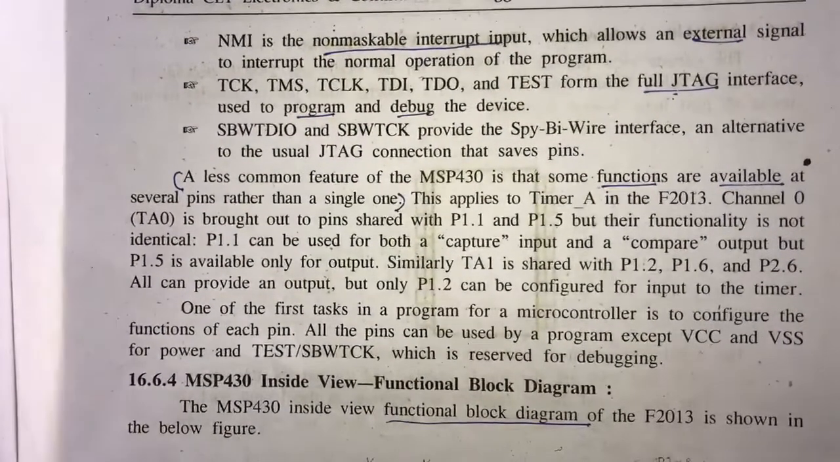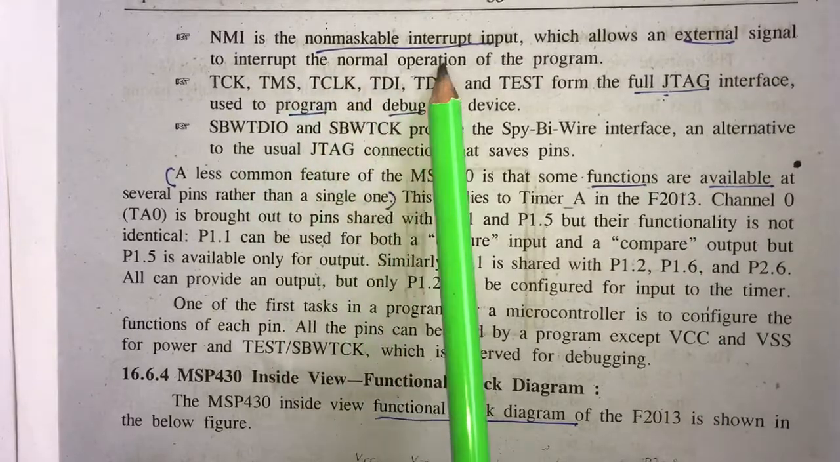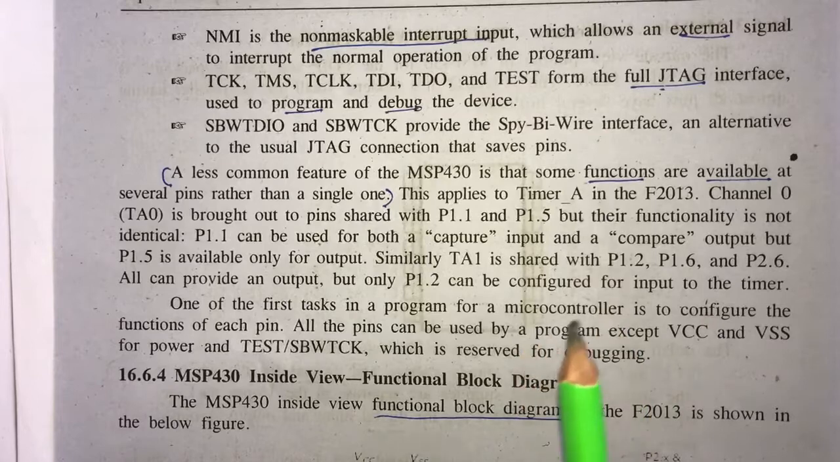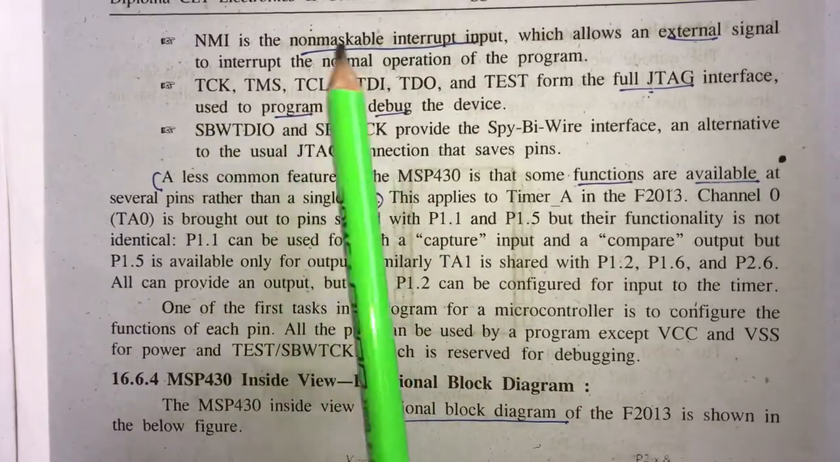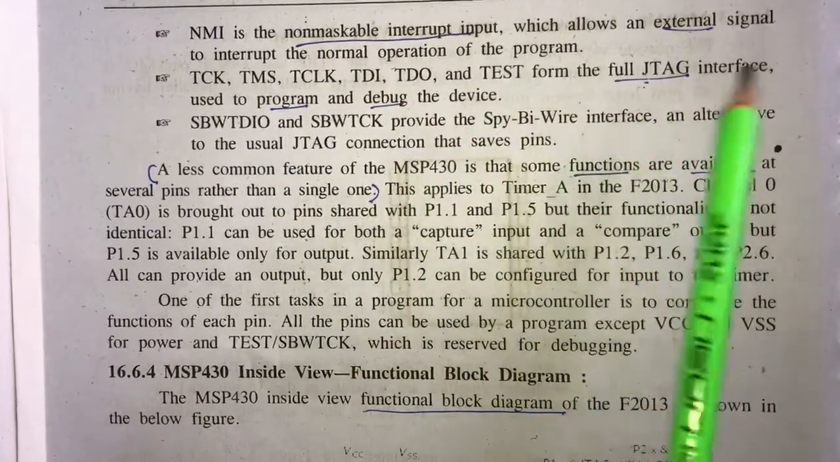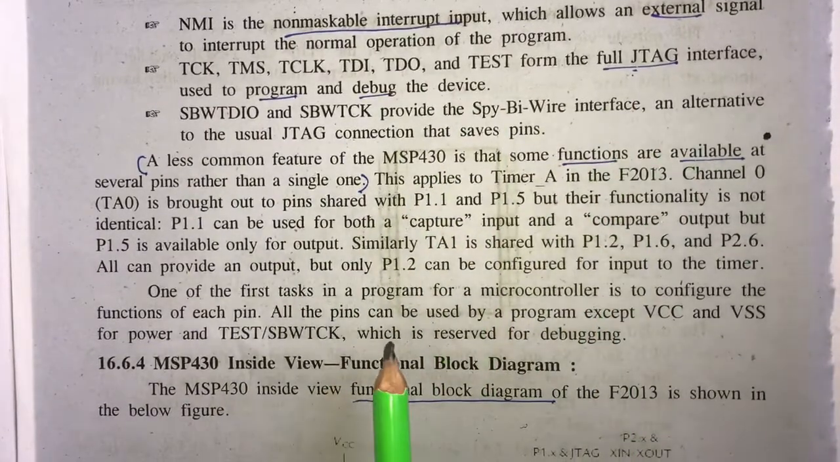And NMI is a non-maskable interrupt. It allows the external signal to interrupt the normal operation of the program, it alters it. And TCK, TMS, TCLK, TDI, TDO test signals, they together form the full JTAG interface. They are all combined to form the JTAG interface.